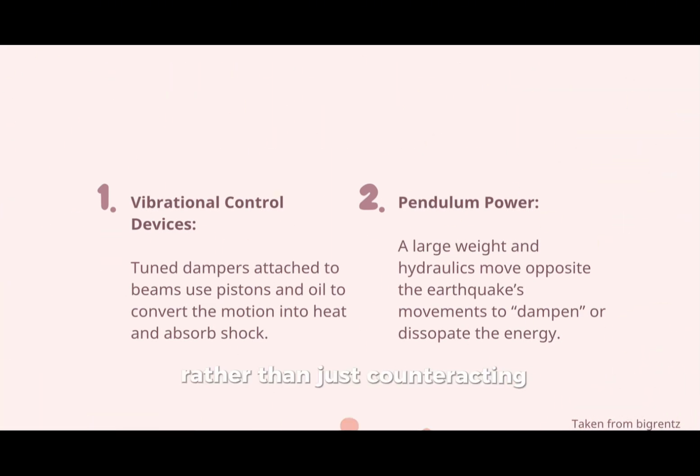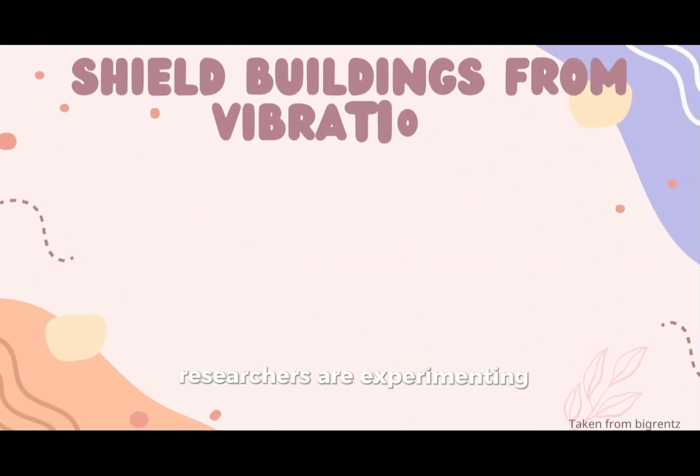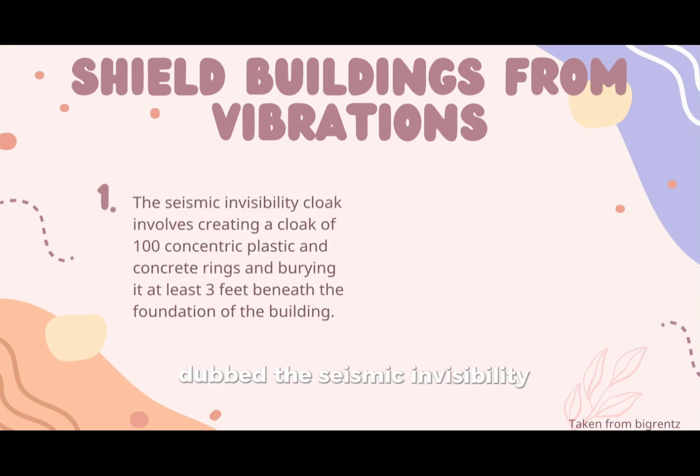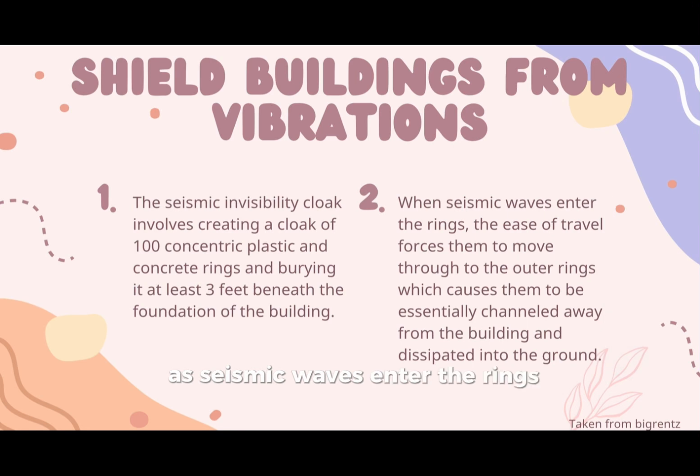Rather than just counteracting forces, researchers are experimenting with ways buildings can deflect and reroute the energy from earthquakes altogether. Dubbed the seismic invisibility cloak, this innovation involves creating a cloak of 100 concentric plastic and concrete rings and burying it at least 3 feet beneath the foundation of the building. As seismic waves enter the rings, ease of travel forces them to move through the outer rings. As a result, they are essentially channeled away from the building and dissipated into the ground.